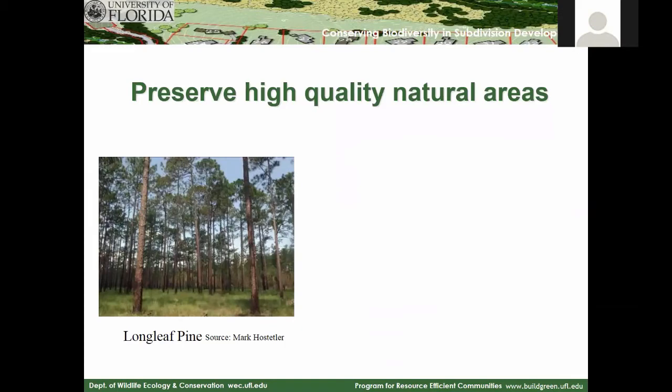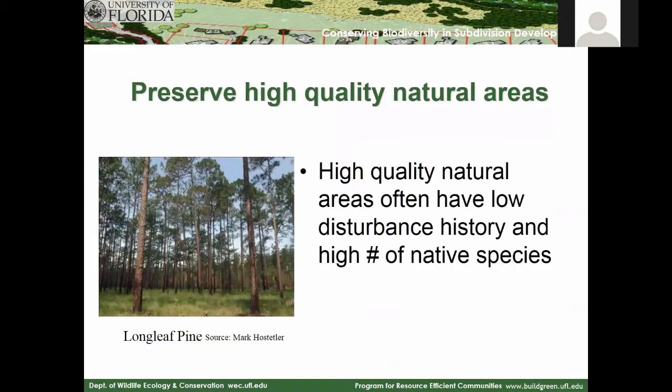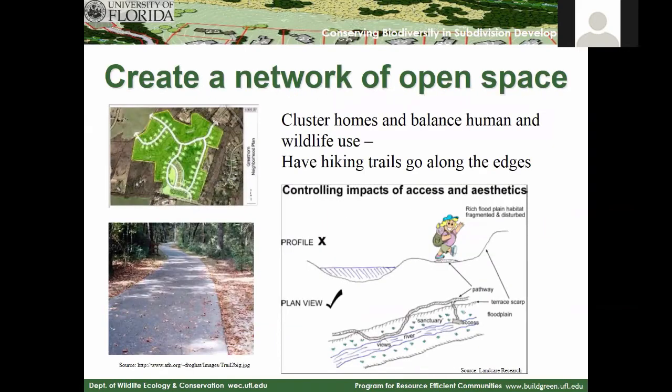So to highlight a few practices, think about preserving high quality natural areas. The least disturbed areas probably have the highest number of native species. So if you have your choice between rangeland or a forested area, probably the forested area is a better choice to conserve. And if you think in terms of creating a network of open space, you can benefit both the human aesthetics and wildlife habitat.